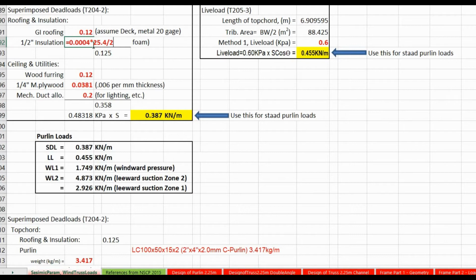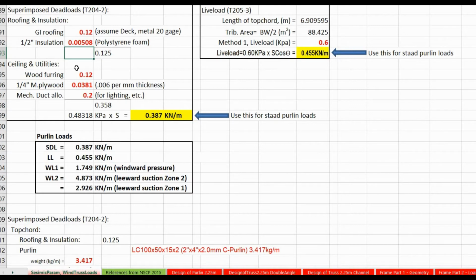And then, multiply natin siya ng 1/2 inch. So, that is 25.4 divided by 2. Next, i-add mo yung dalawa. So, 0.12 plus 0.00508. You have 0.125. So, ang unit niyan ay kPa, or that is kilonewton per square meter. Next, ang binubuhat pa rin ng purlins yung ceiling and utilities.